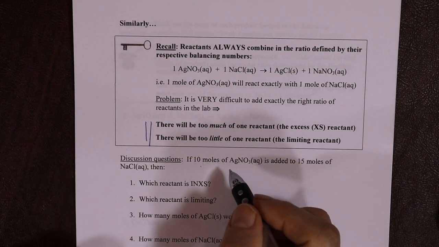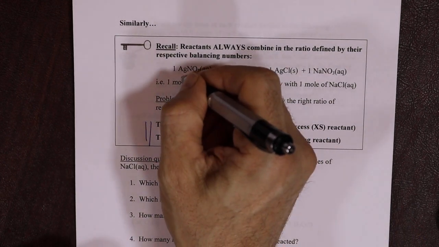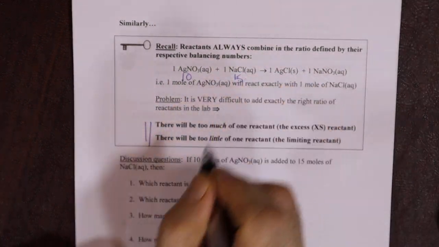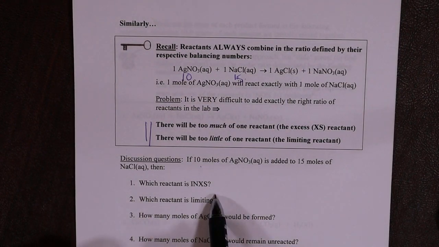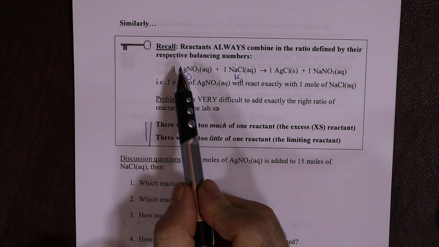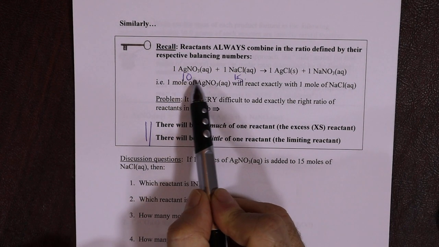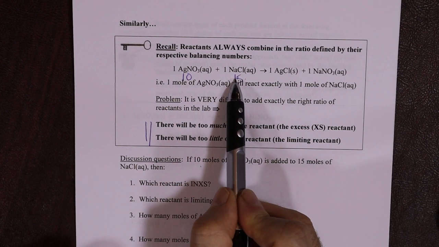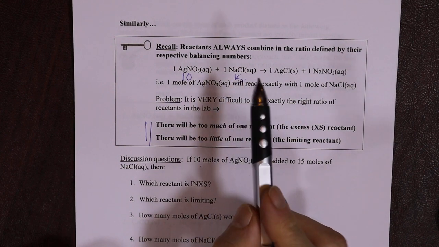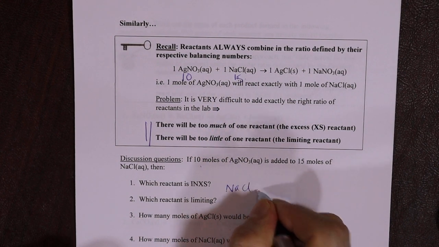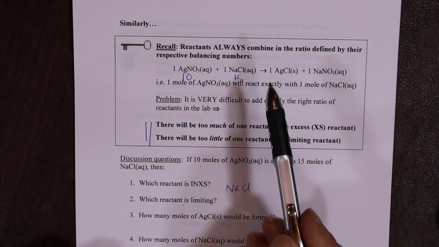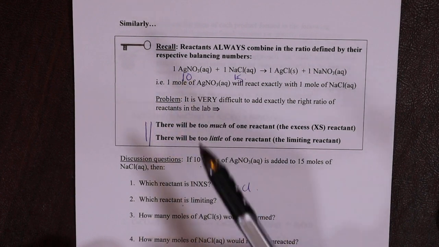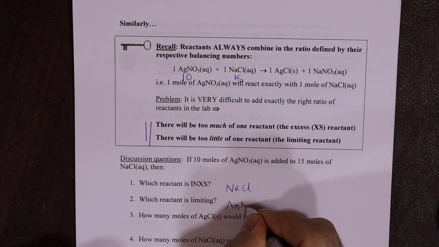If I have 10 moles of this guy, and 15 of these, it's just like the sandwiches again, right? Which one is there too much of? Which is in excess? Well, 1 reacts with 1, and I've got 10 and 15 in the jar. So obviously 10 would react with 10, but hey, there's 15 of this guy, so there's too much of that. So it's NaCl in excess. Which is limiting? You can look at it glass half empty, glass half full. There's 15 of this, and in a 1-to-1 ratio it needs 15 of this. It's not enough. So the limiting one is the other one, AgNO3.